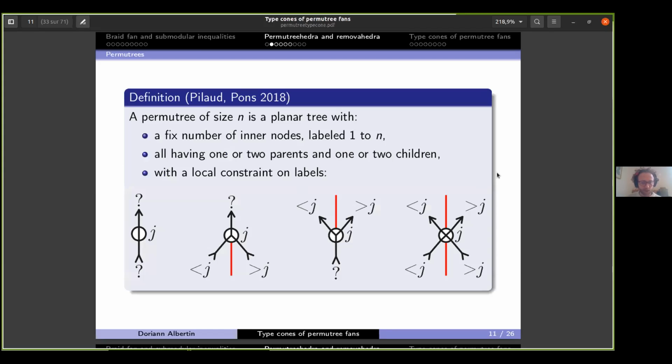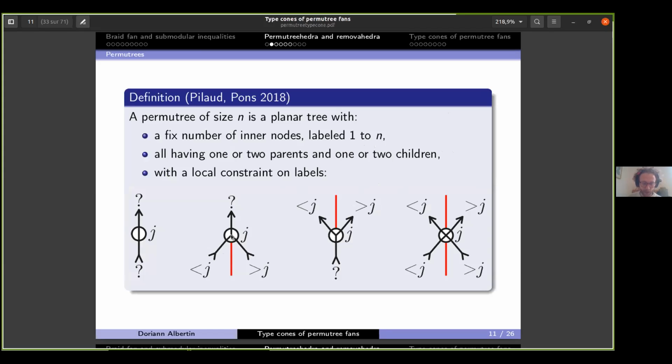So a permit tree is a planar-oriented tree on n inner nodes, labeled from 1 to n. Each inner node should have either one or two parents and one or two children. And there is a constraint on the labels.